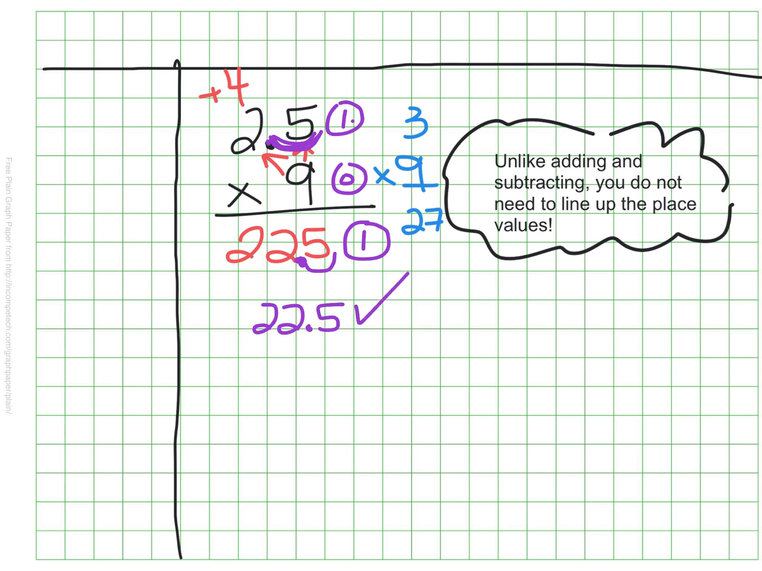That makes much more sense. It's much closer to my estimate of 27, right? And I was able to use my same algorithm. I just had to readjust and put my decimal in place when I was done.